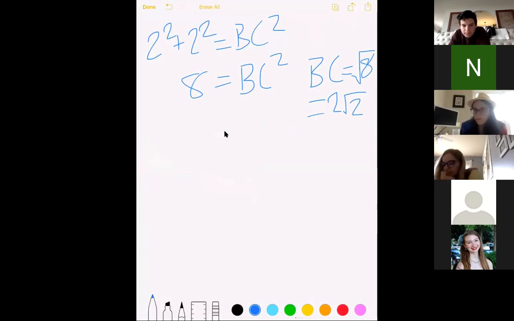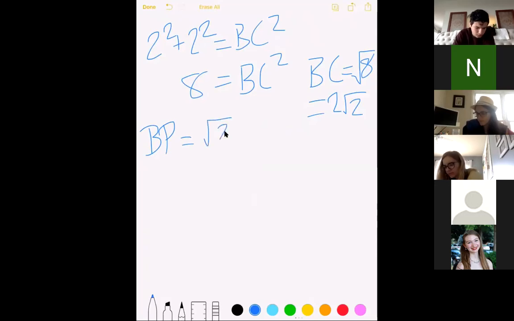So that's equal to the entire side BC. But we can find the radius then by just calculating B to P. So B to P is equal to half of BC, which means that it's equal to square root of 2. So that's the radius for the bigger circle.